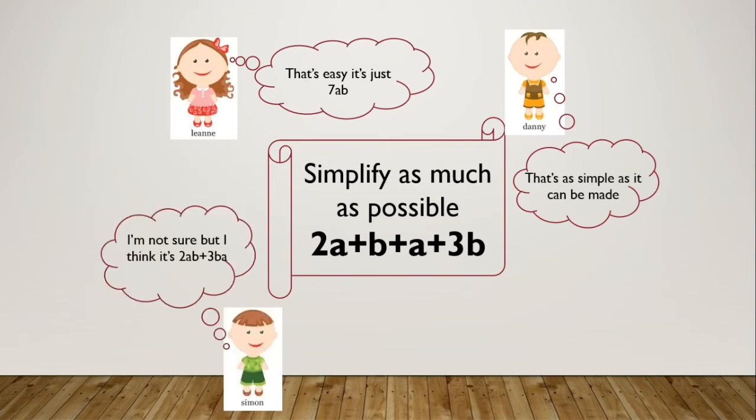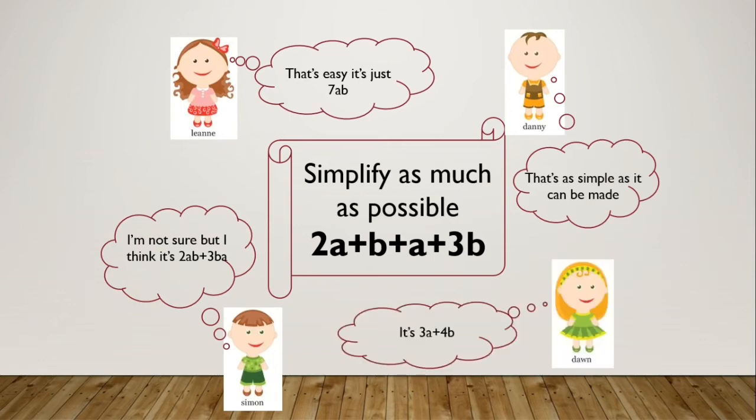What about this guy, Simon? What does he say? I'm not sure, but I think it's 2ab plus 3ba. Well, he's wrong as well. What can it be to simplify this expression? It's 3a plus 4b. Dawn is absolutely correct.